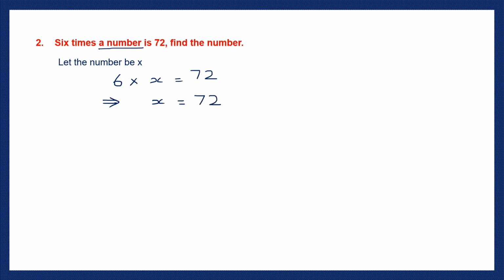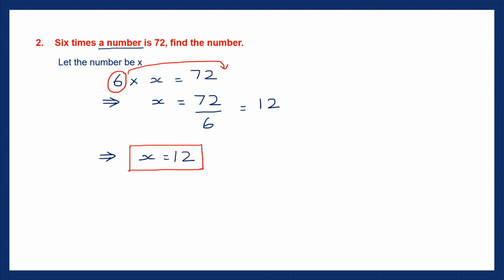Now let's transpose the 6. It's multiplication. We'll transpose it from the left hand side to the right. So it will become division. 72 divided by 6. And we know 6 12s are 72. So we have found the value of x. x is equal to 12. So the value of x is 12.